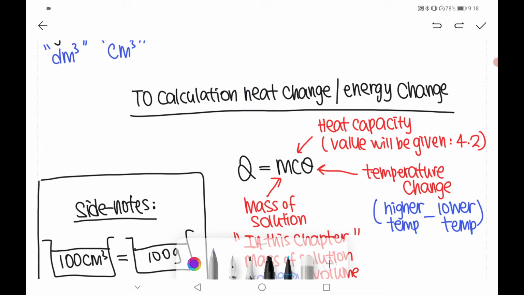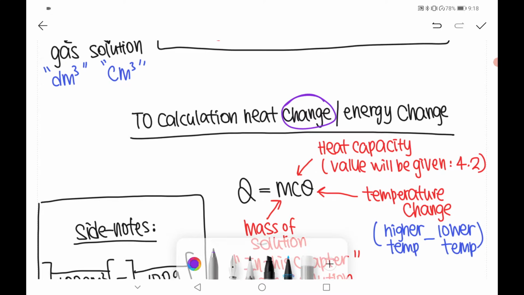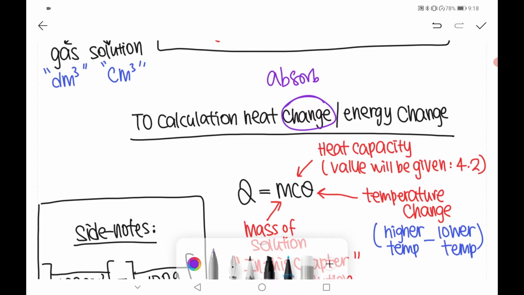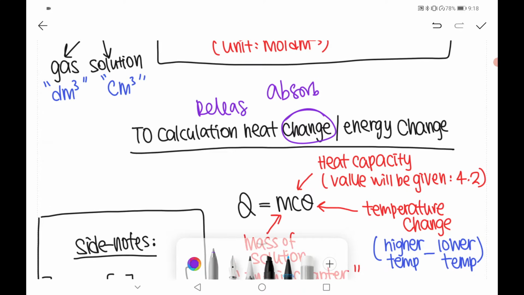If the question asks you to calculate the heat change, or they call it energy change, we will use Q. The change here can be absorbed or released. If they ask you to calculate the heat absorbed, or the heat released, or the energy that is absorbed or released, you go and find Q. So I repeat, if the question asks you to find heat or energy, they are looking for Q.